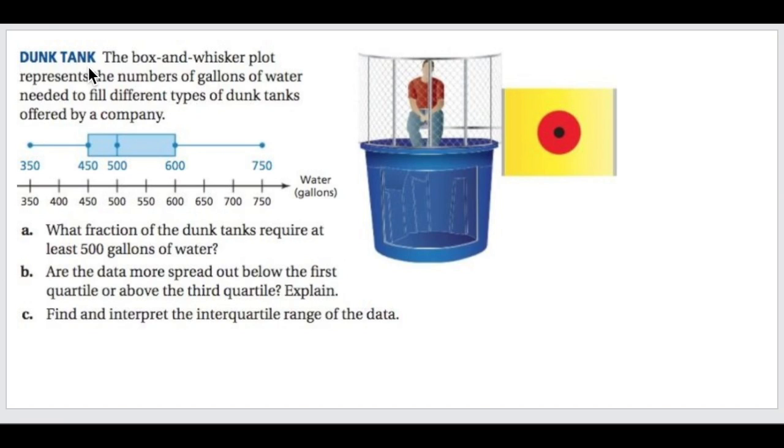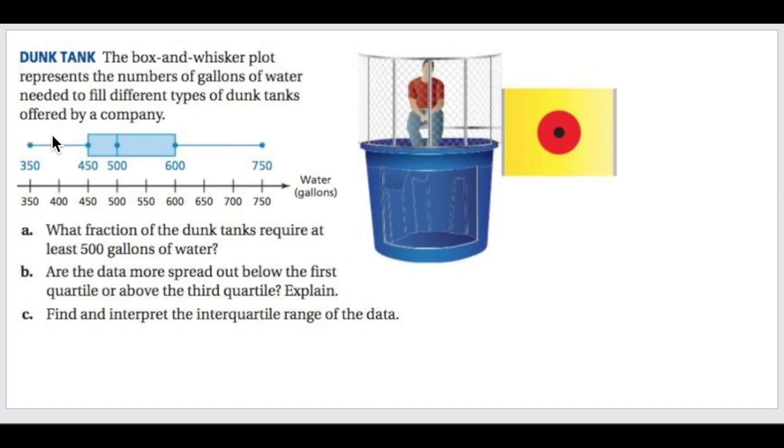But let's go ahead and see what this question is talking about. So I have a dunk tank. The box and whisker plot represents the number of gallons of water needed to fill different types of dunk tanks offered by a company. What this box and whisker plot is showing me is the amount of data that I have of all the different amounts of gallons of water needed for different types of dunk tanks. So before I even look at my questions A, B, and C, I really just want to look and reason with what I see from my box and whisker plot.